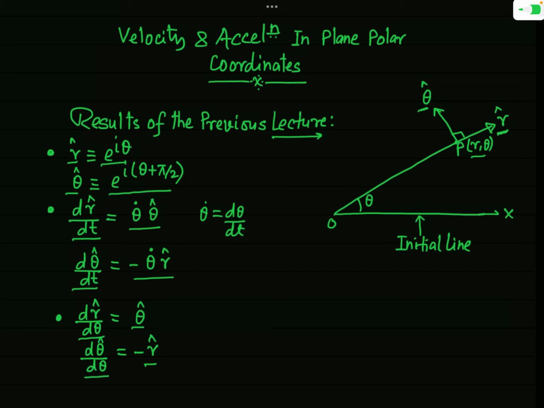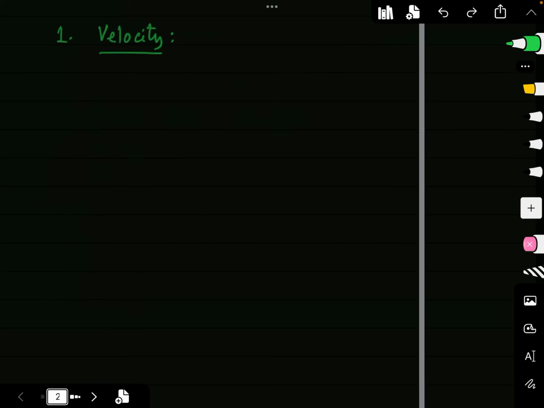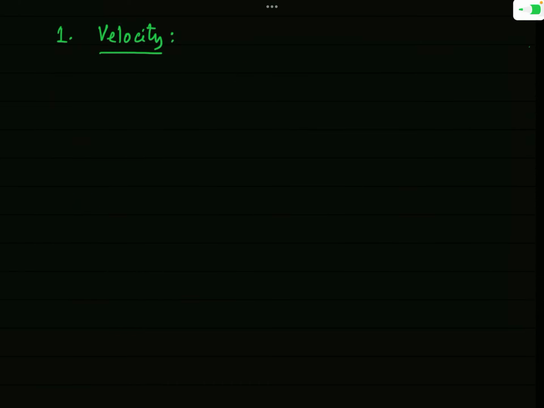Now, in the present lecture, our aim is to find the expression for velocity and acceleration of a particle moving in a plane in terms of the plane polar coordinates r and theta. I hope you know the concept of velocity and acceleration in Cartesian coordinate system. In this lecture, our aim is to deal with the expression for velocity and acceleration in plane polar coordinates, that is in terms of r and theta. So let us start first of all with the expression for velocity of a particle moving in a plane in terms of the plane polar coordinates r and theta.